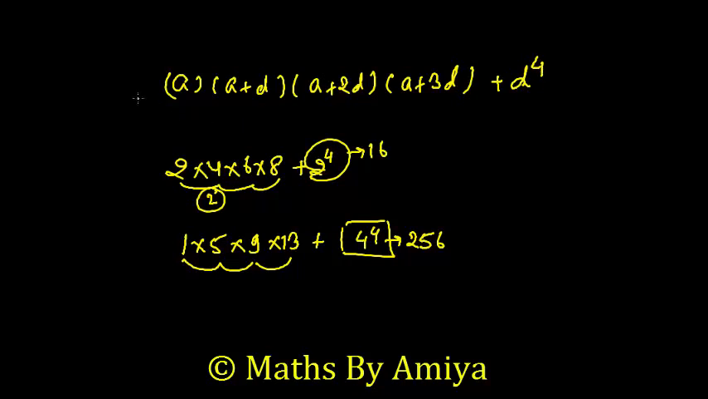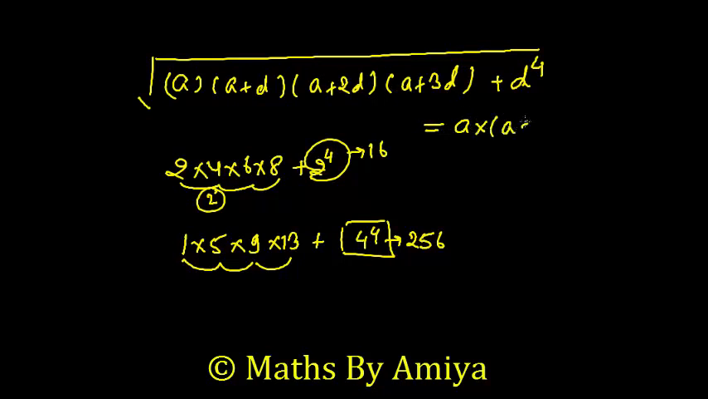Now the second concept is: what would be the square root of this value? Product of four consecutive terms plus common difference raised to power 4. Common difference raised to power 4 is the least term to add, and then what would be the under root of this value? The under root of this value is nothing but the first term into the last term plus common difference square. I hope this is clear. Now understand the concepts with the help of few questions.